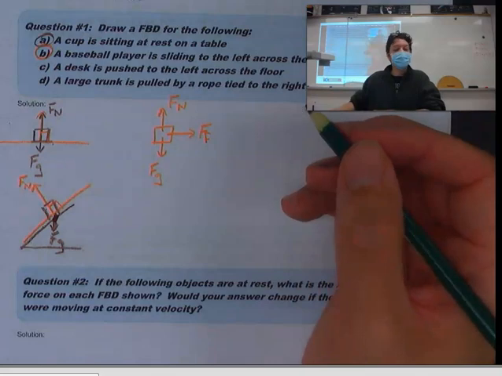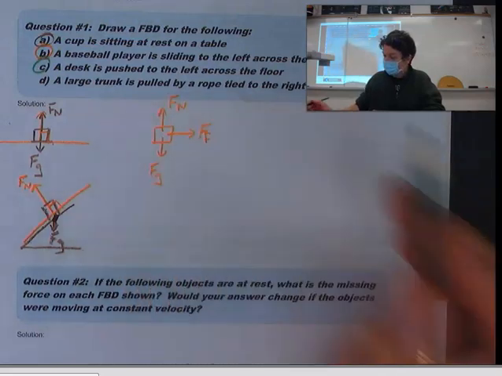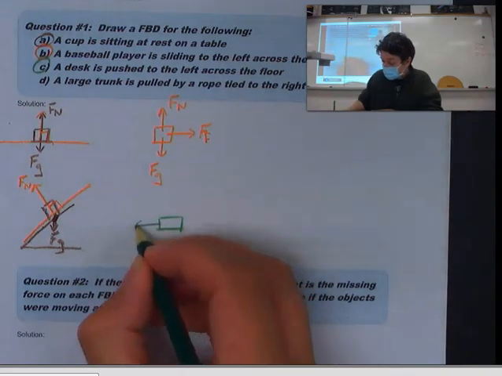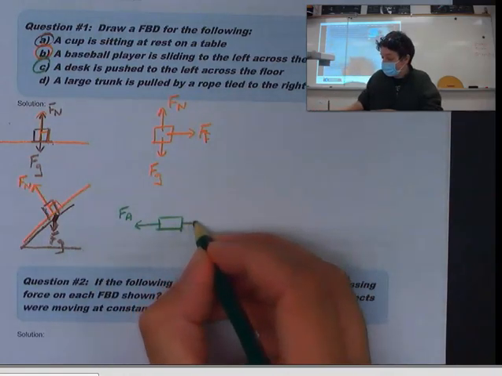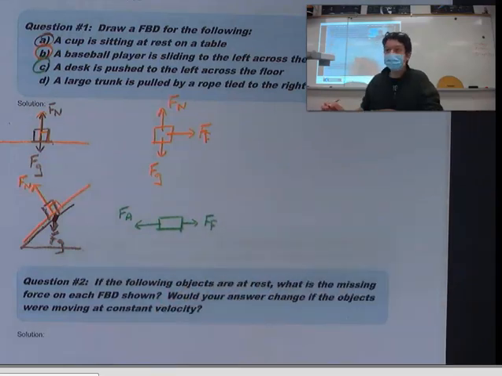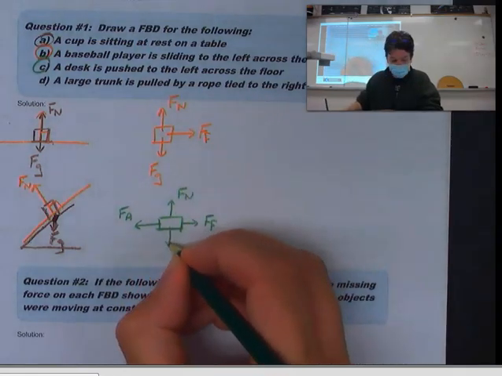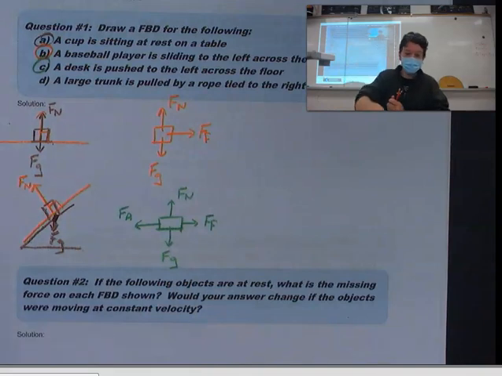Okay, let's try C. A desk that is pushed to the left across the floor. I'm good at drawing desks too. There we go. Now if it's being pushed to the left, that's an applied force, so let's write an applied force to the left. And if it's moving across the floor, we have a frictional force countering that motion. Now since it's on the floor, we have a normal force, and of course, we always have gravity pointing down. So there are the forces there.